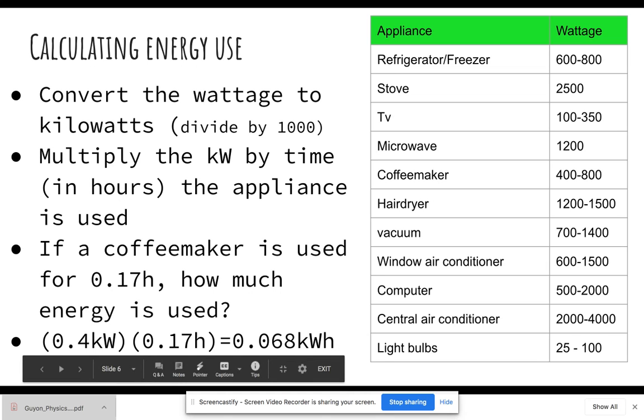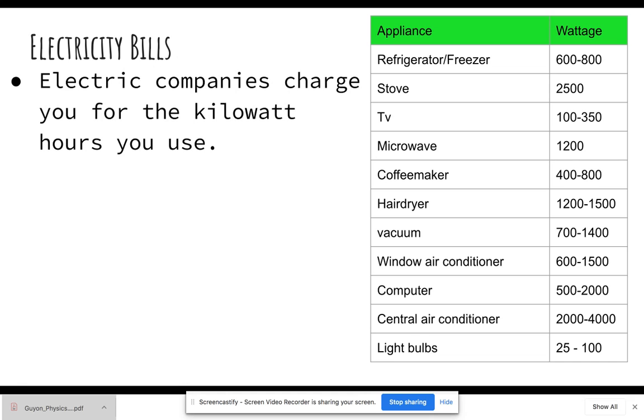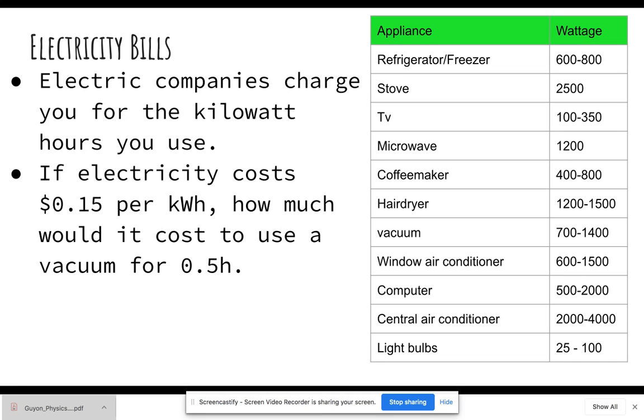Okay, by that device over that amount of time, and that's what we're being charged. Electric companies charge you for the kilowatt hours that you use. If electricity costs about 0.15 per kilowatt hour, which is about an average. Right now, it's actually down a little bit. I think it's about 13 cents.